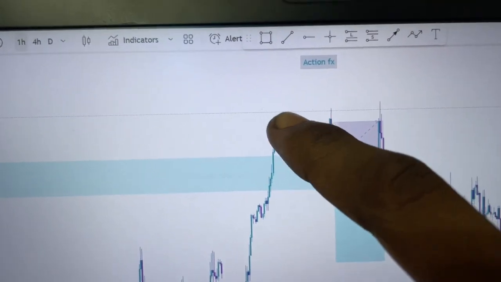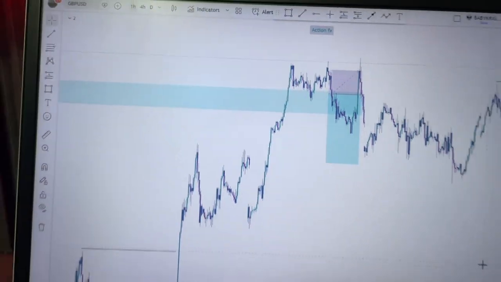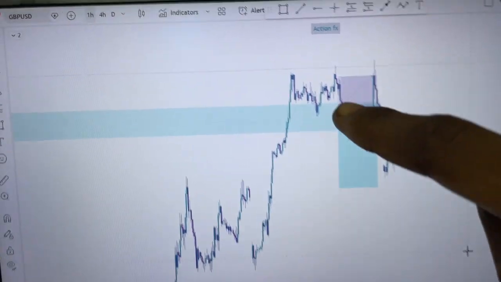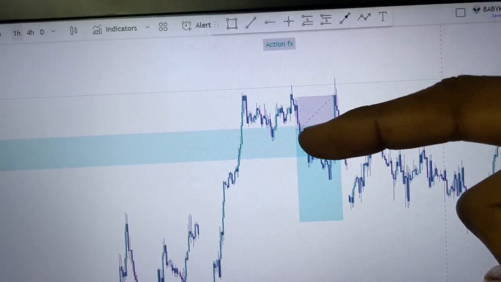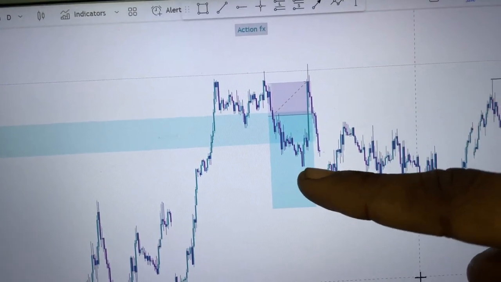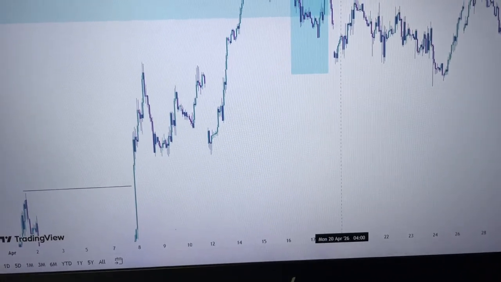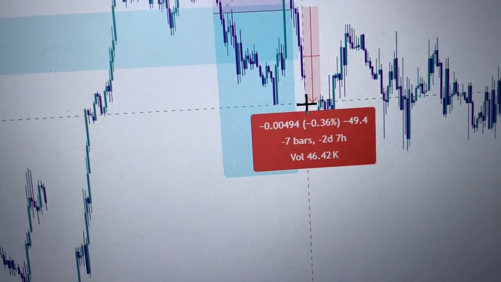If you are a price action trader, you know what this is. So I saw this thing and I said okay, this is a confirmation to sell from this particular zone. So I sold from here. This is where I sold from. I sold from this particular zone, and as you can see, price moved in my direction about how many pips? Let me calculate. So price gave me close to 50 pips, right?